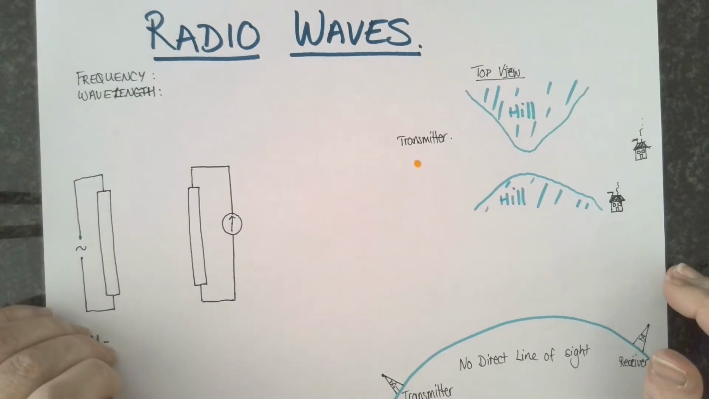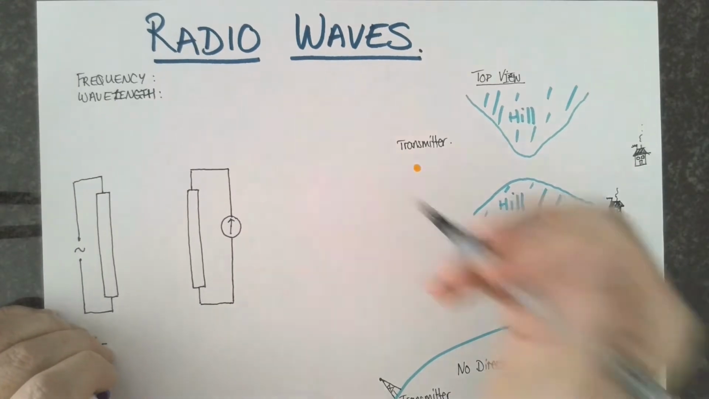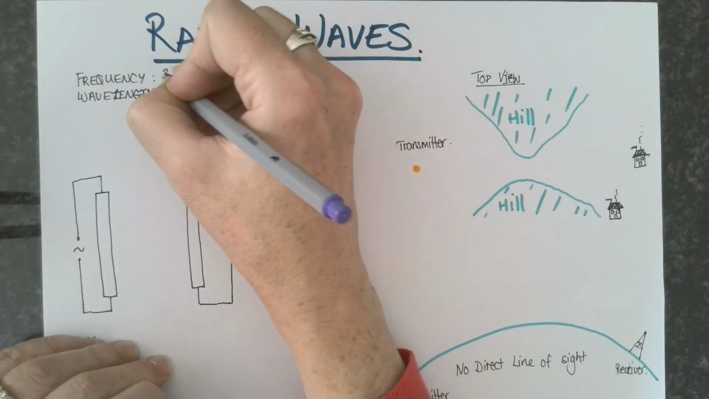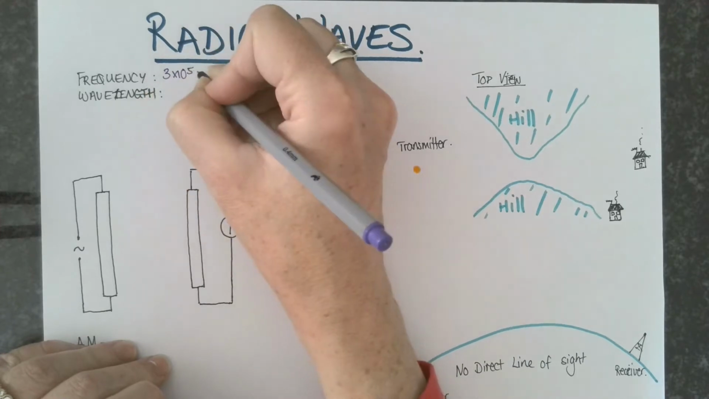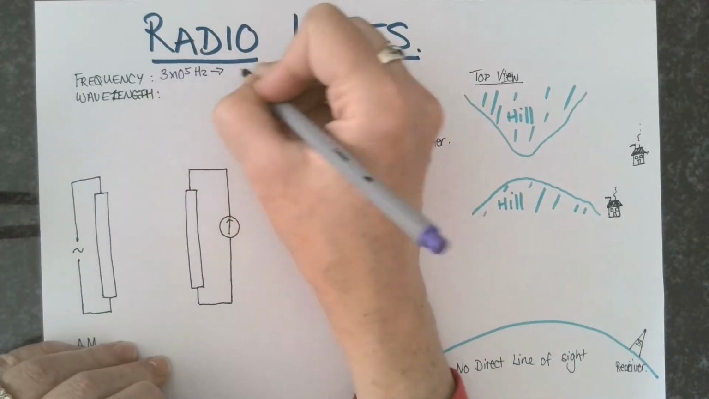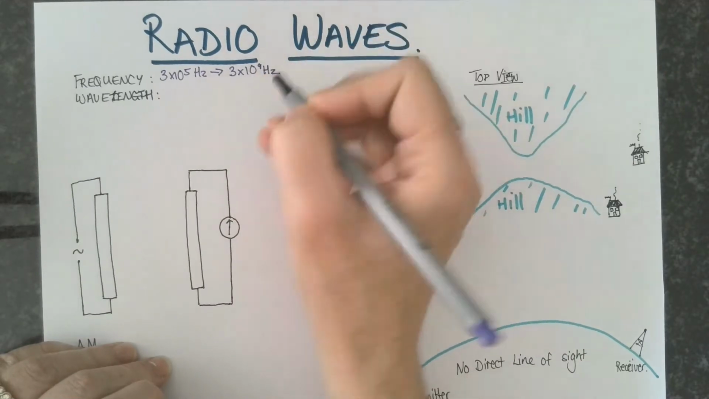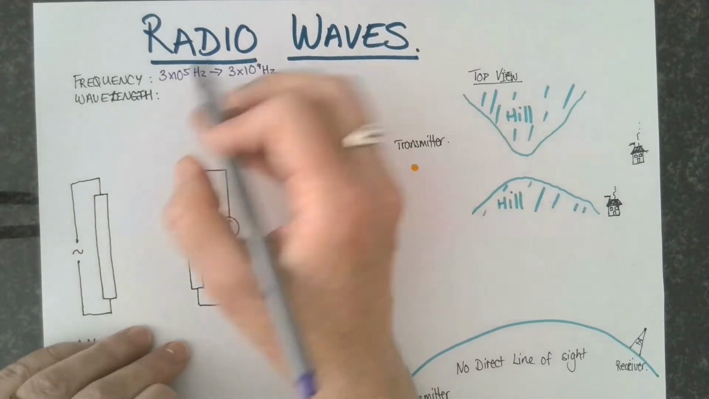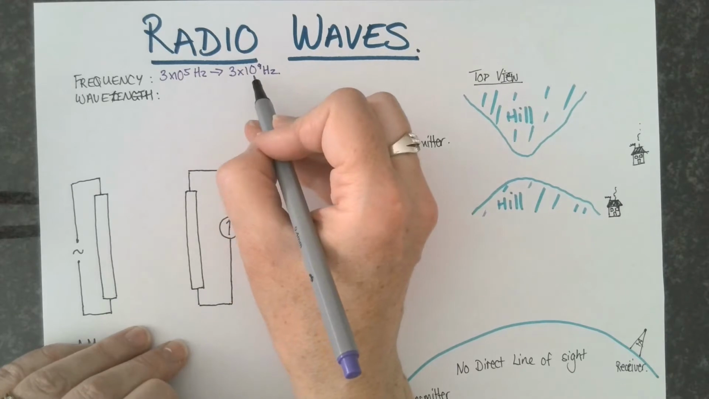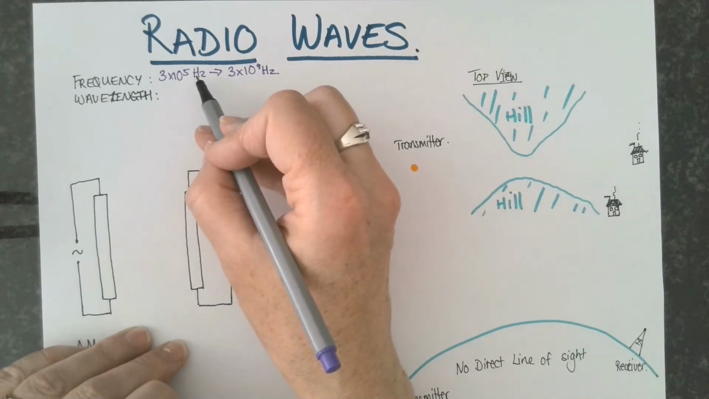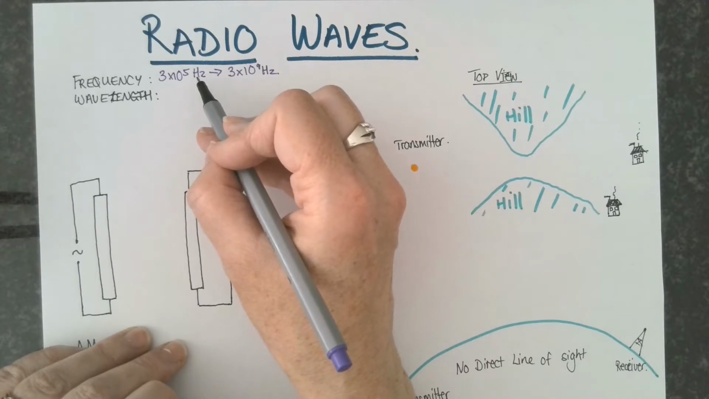So, the frequency of radio waves ranges from 3 times 10 to the 5 Hertz to 3 times 10 to the 9 Hertz. Now hopefully you've been learning your prefixes, so we would probably convert that to 3 gigahertz, and 3 times 10 to the 5 would be 30 kilohertz.